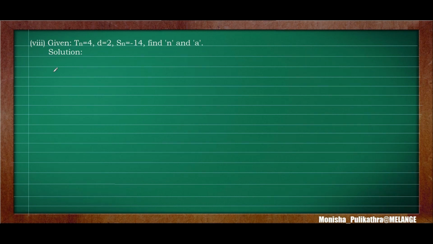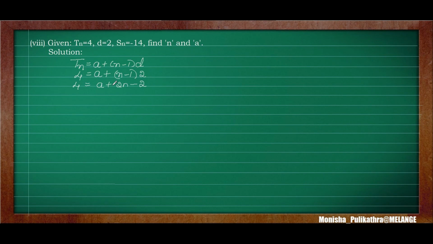Moving on to the 8th question of this session. Here Tn is given. Tn is 4, d is 2, Sn is minus 14. We need to find n and a. Okay, so first we need to write the Tn formula here. So Tn is equal to a plus n minus 1 into d. The value of Tn is 4, so just substitute 4 in the place of Tn. a is not given, so write as it is. n is also not given. And d is 2. So 4 is equal to a plus 2n minus 2.